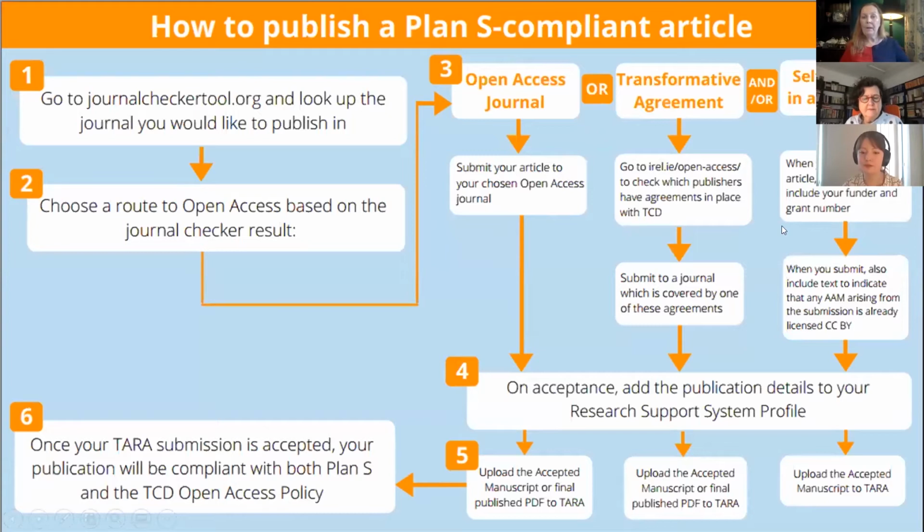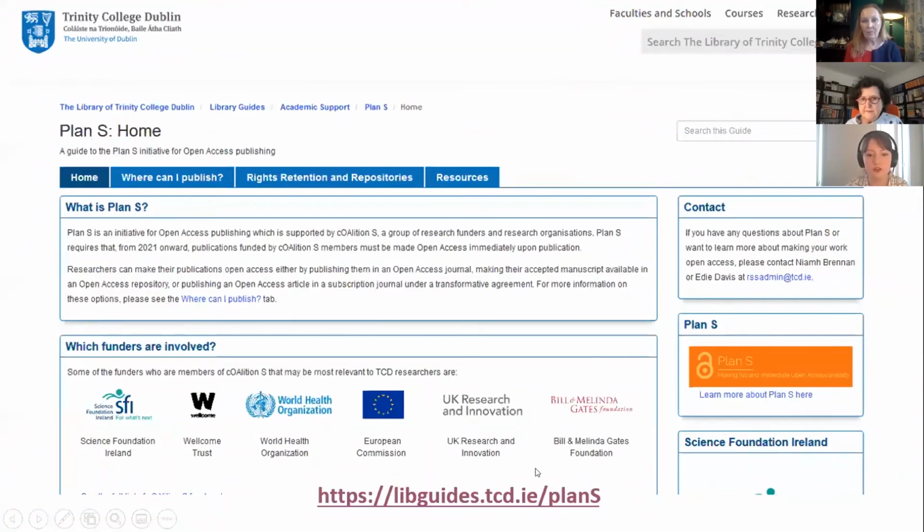So self-archiving in a repository is always a good option, regardless of whether you're publishing in an open access journal or not, because it's mandated by Trinity's open access policy. So that's something that you should consider under all of these possible routes. There's some more information there, but I think I'll show you where you can find this information. It's probably more useful to go through it from a more practical perspective.